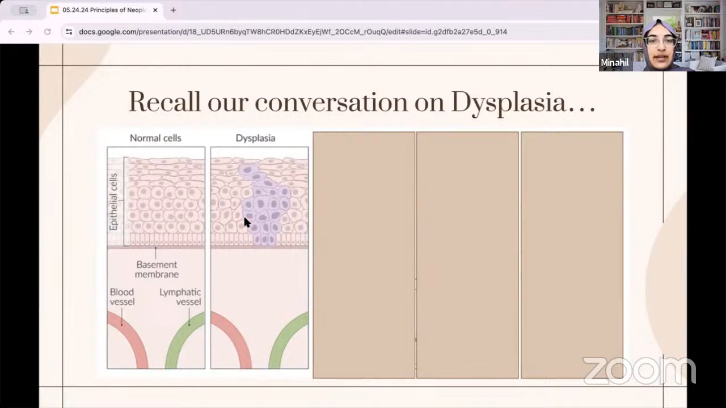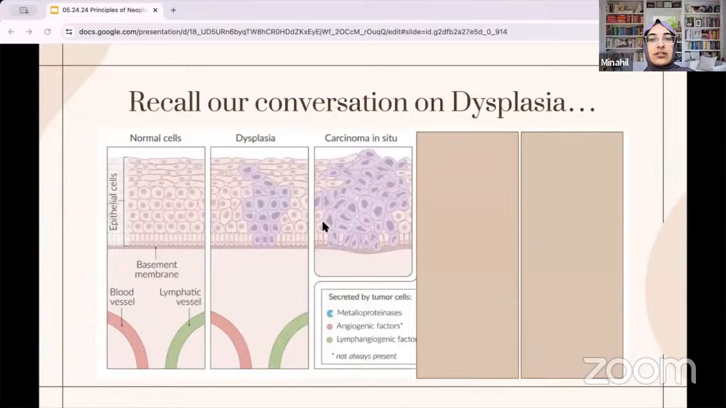And in the third panel, you'll see this is called carcinoma in situ. This is the stage in which dysplasia becomes irreversible and will always progress to cancer. It involves the entire thickness of the epithelium, so it's called a full thickness dysplasia. That is another word for carcinoma in situ. It does not yet penetrate the intact basement membrane.